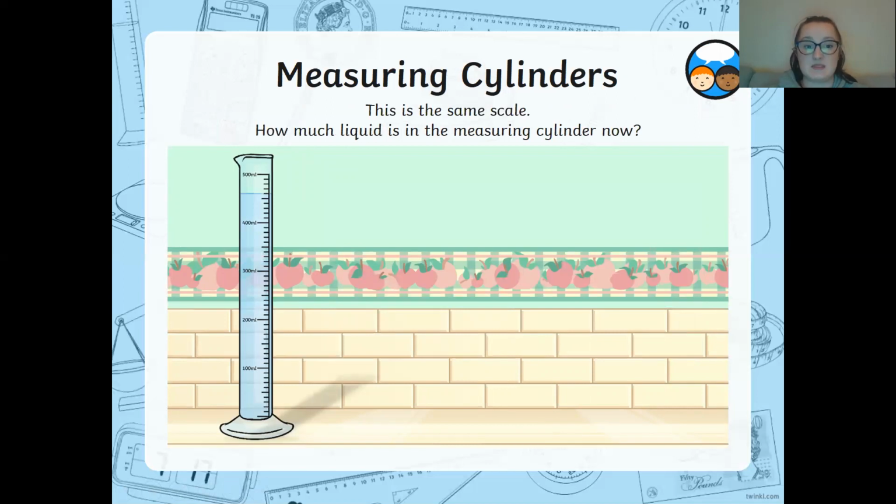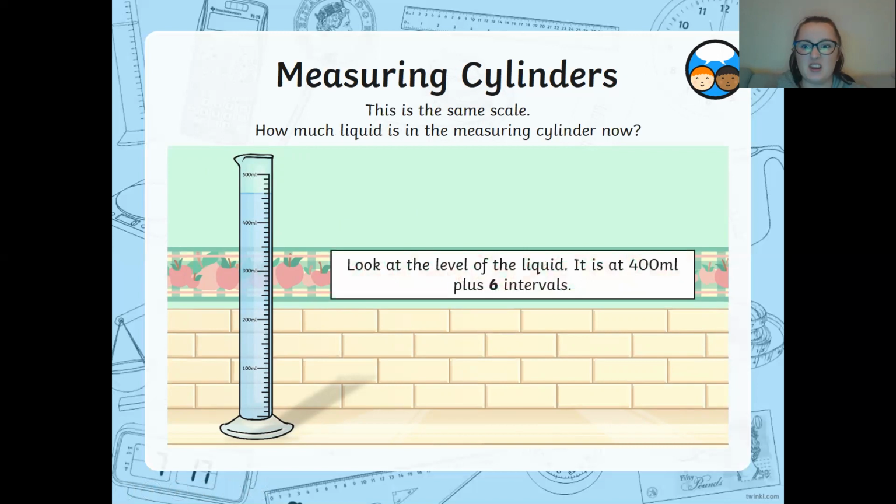So this is the same scale. How much liquid is in the measuring cylinder now? So let's look at the big intervals first of all. So we know 100, 200, 300, 400 millilitres. So we know it's in the 400 millilitres because it's not reached the 500 millilitres yet. Now remember, each tiny interval is 10 millilitres on this measuring scale. So let's count in tens. So 400, 410 millilitres, 420, 430, 440, 450, 460. Superstars, well done. Let's check if we were right.